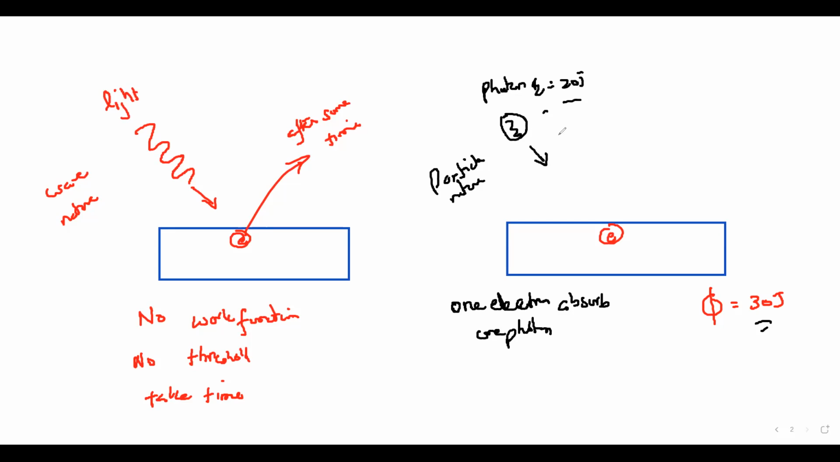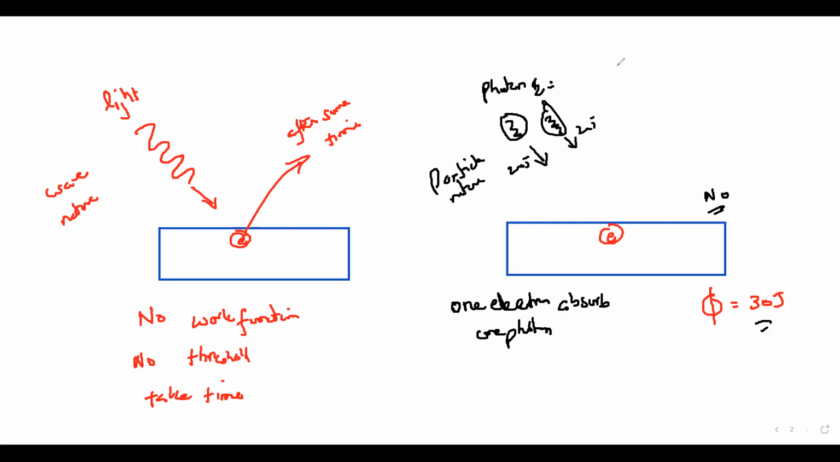So even if two photons were there, each of energy 20 joules, will this electron come out? Yes or no? Each photon has energy of 20 joules. Again, the answer will be no. Why? Because one electron absorbs one photon at a time. One electron cannot absorb two photons. So if the energy of the photon is less than the work function, there will be no photoelectric effect.